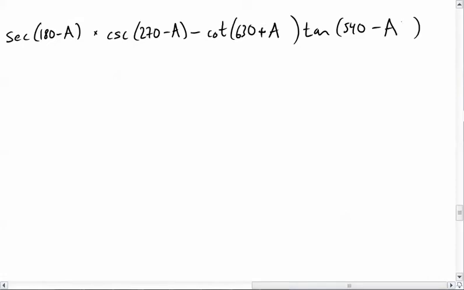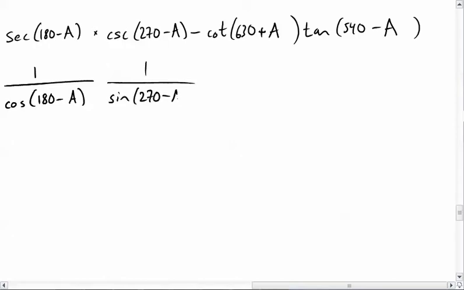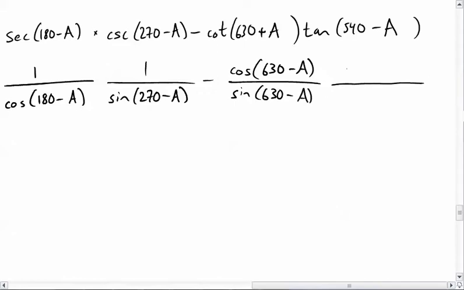Okay, so first things first, I'll change everything to sine and cosine. So instead of secant, I'll write 1 over cosine 180 minus A. And instead of cosecant, I'll write 1 over sine 270 minus A. Cotangent becomes cosine over sine, and inside of the brackets stays the same. And technically I should be writing degree signs beside all these angles, otherwise they're in radians, but I'm a little lazy right now. So tangent is sine, and the inside of the bracket stays the same, over cosine. And these should be plus.